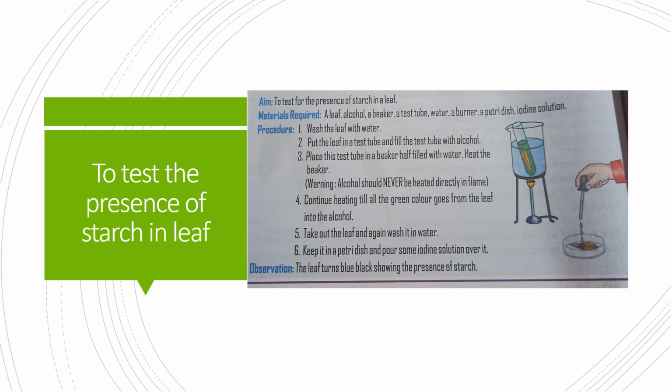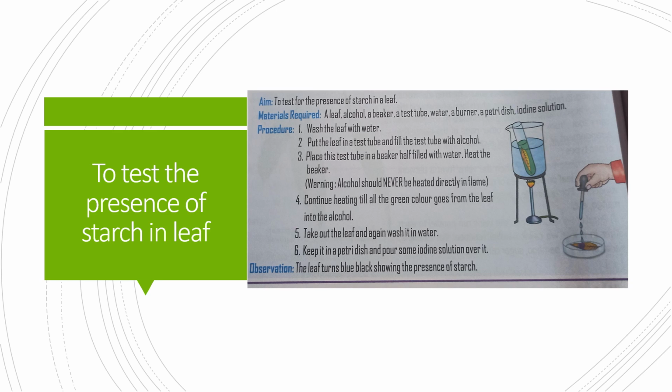Now, there is a warning also that alcohol should never be heated directly in flame. Why so? Because it is highly flammable. Flammable means which catches fire very easily. So, it is not heated directly. Because of this reason only, we have dipped it first in water and then we have heated it. Then, continue heating till all the green color goes from the leaf into the alcohol.